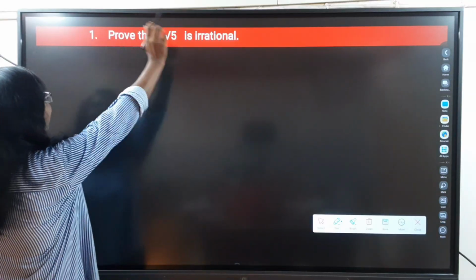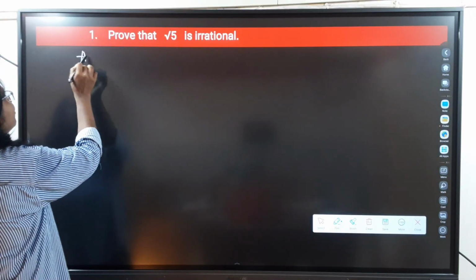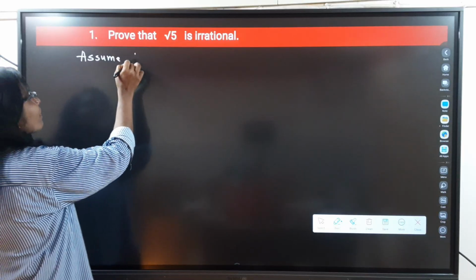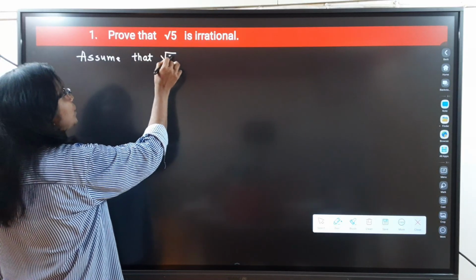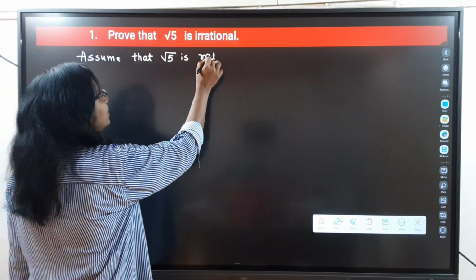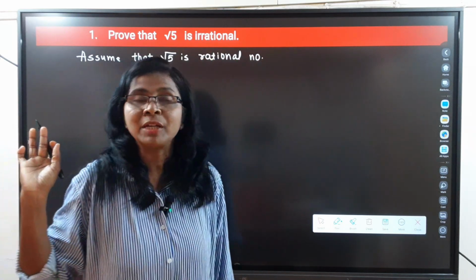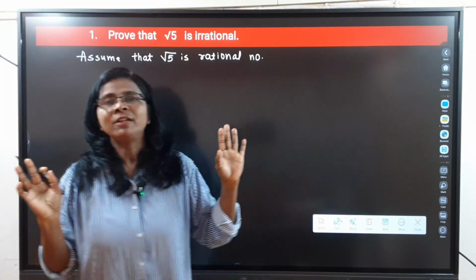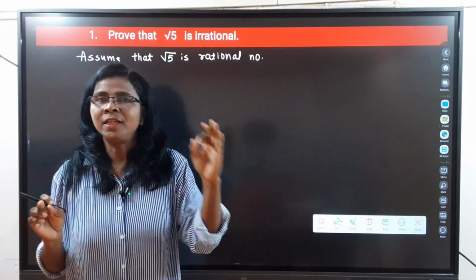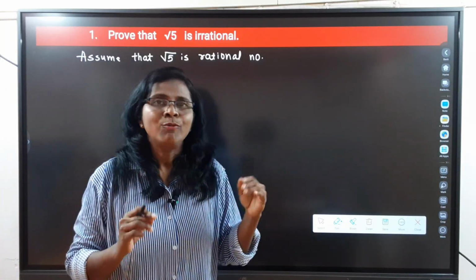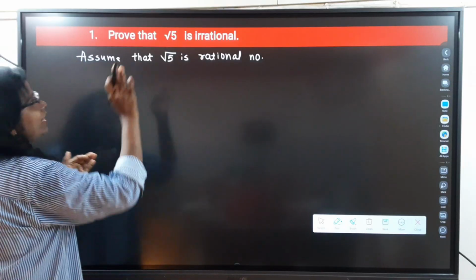So what will happen here? First, I assume that root 5 is a rational number. If that assumption is wrong, then our final answer will be that root 5 is an irrational number. Okay students, so let us see what will happen here.